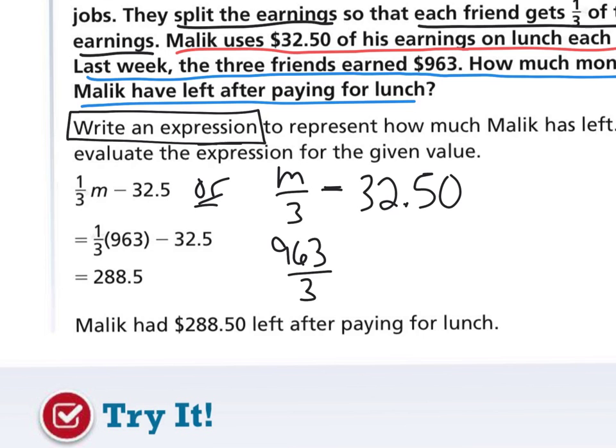And again, if you did it this other way, very similar idea. Then you divide 963 by 3, which would be 321, minus 32.50, and then you could see it'd be 288.5, which means he has $288.50 left after paying for lunch.